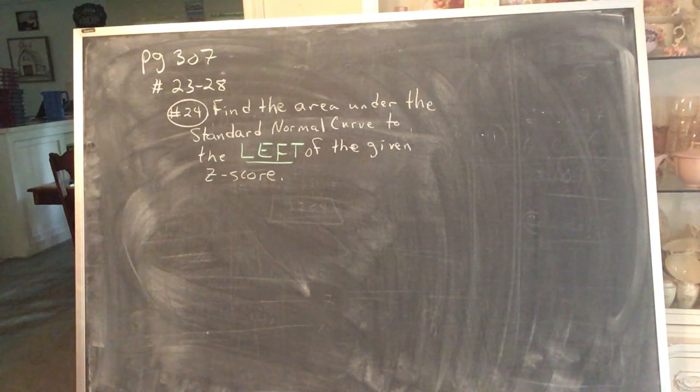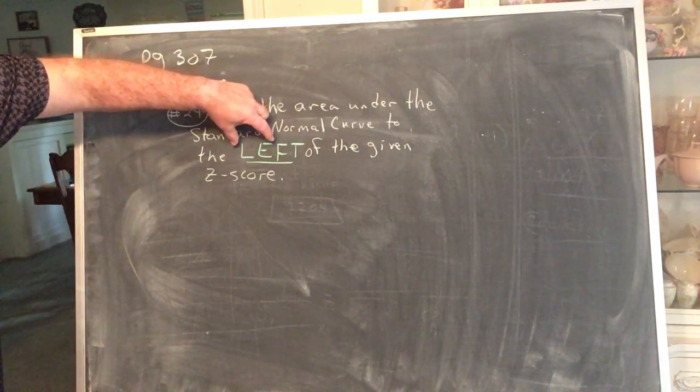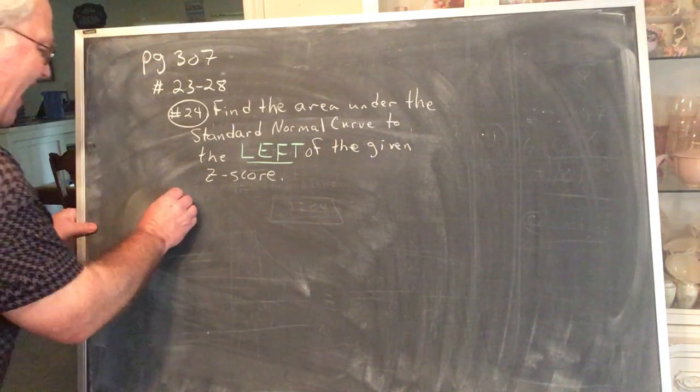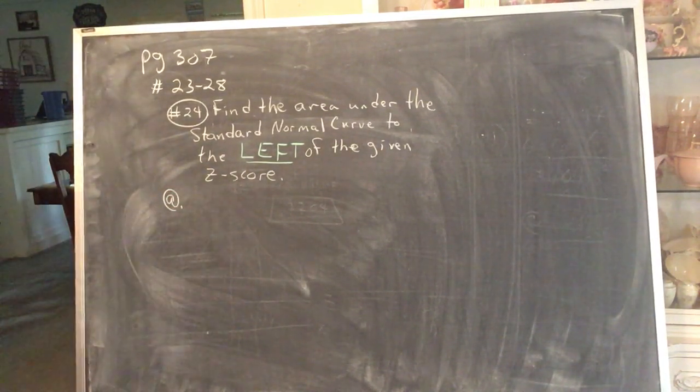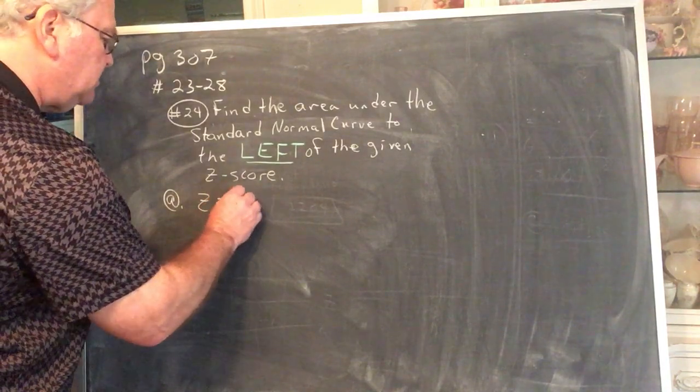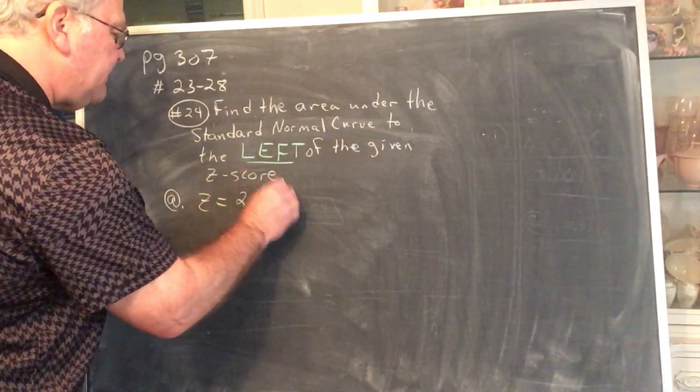Number 24 says, find the area under the standard normal curve to the left of the given z-score. We're asked to find the area to the left. All right? So, we're given the z-score. Z is equal to 2.56.